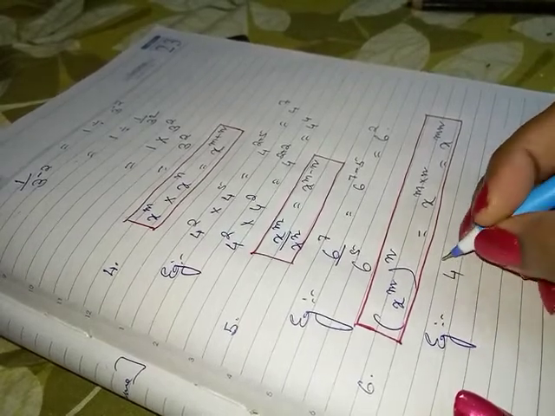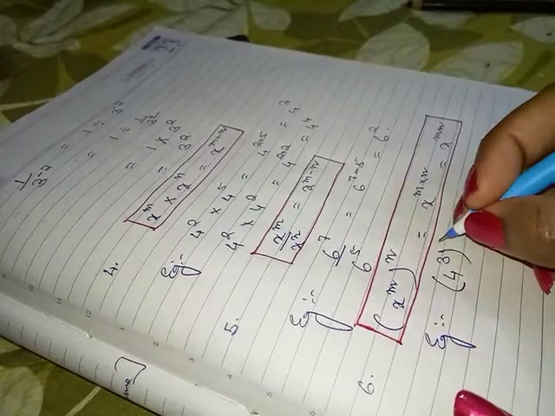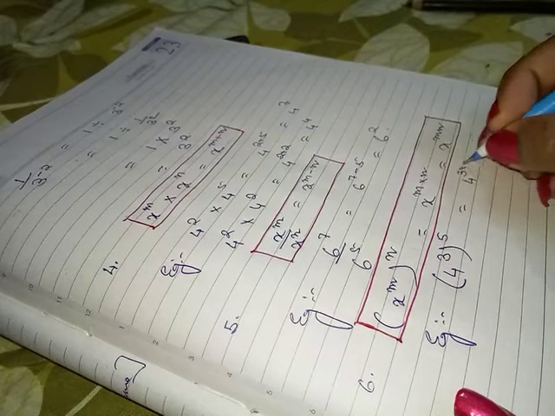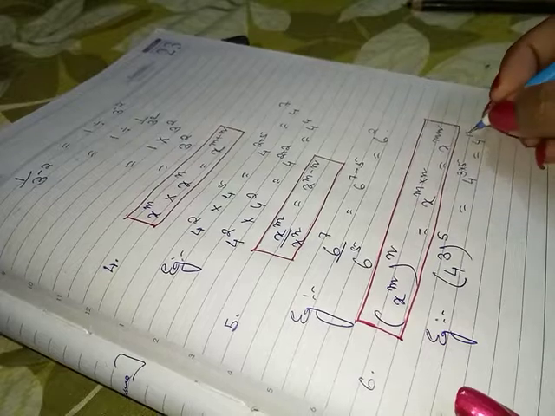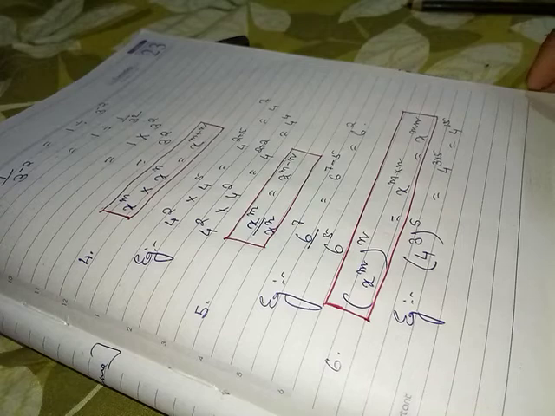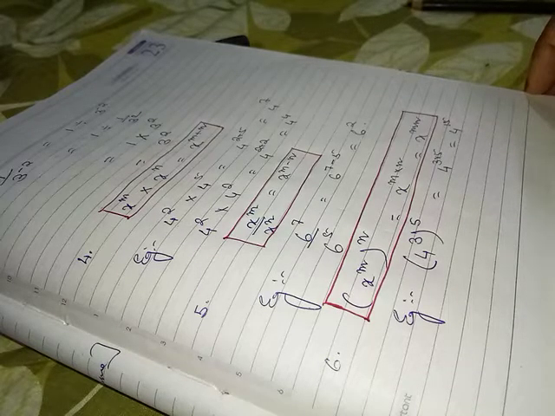4 to the power 3 into 4 to the power 5. This means 4 to the power 3 into 5, that is 4 to the power 15. I hope it's clear till now. This chapter is very simple.